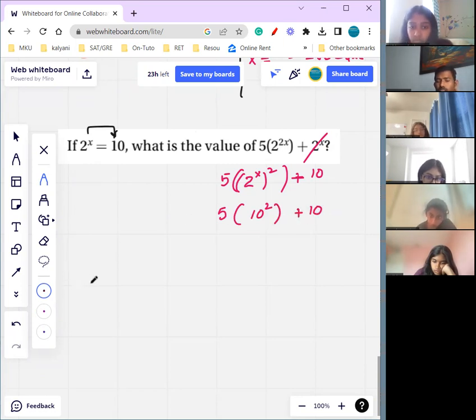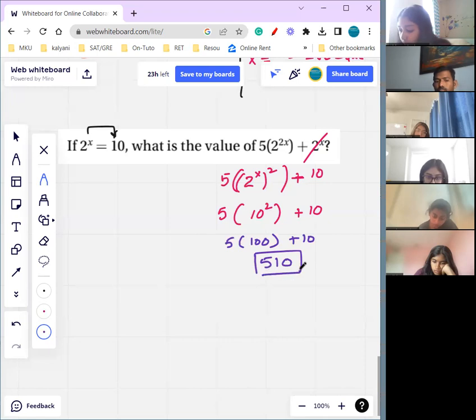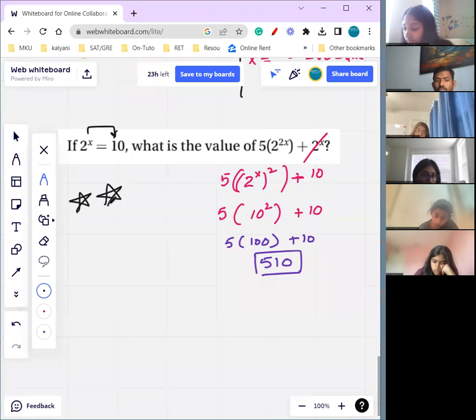Now it all comes down to the PEMDAS rules. Which one should I do? Exponents. That's 5 times 100 plus 10, which is 510. Very good question, because I see plenty of different answers. Very important question.